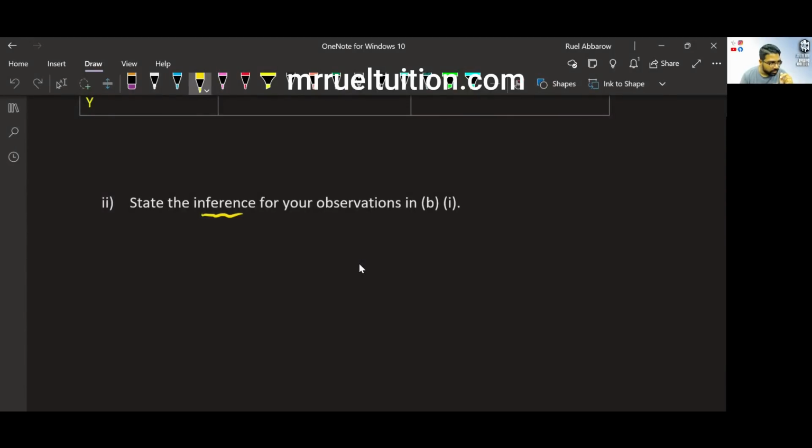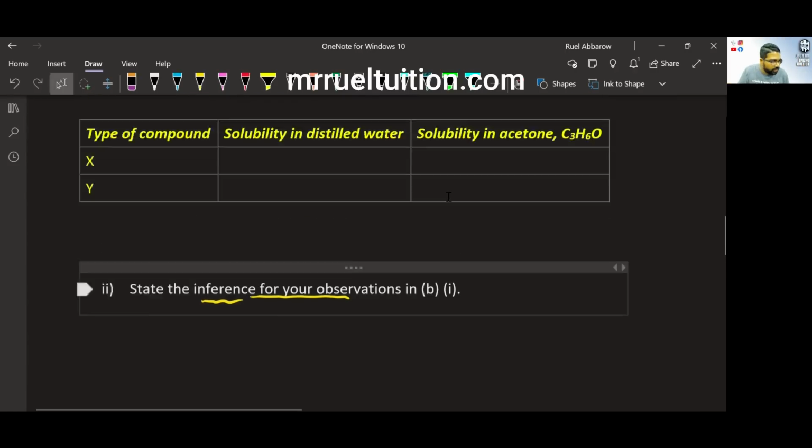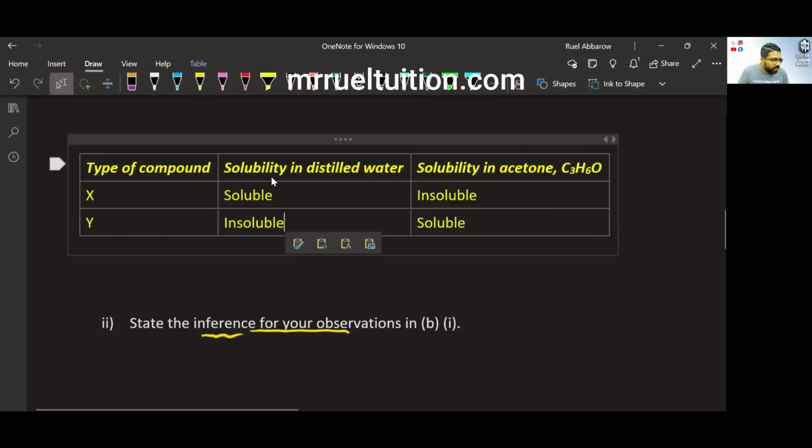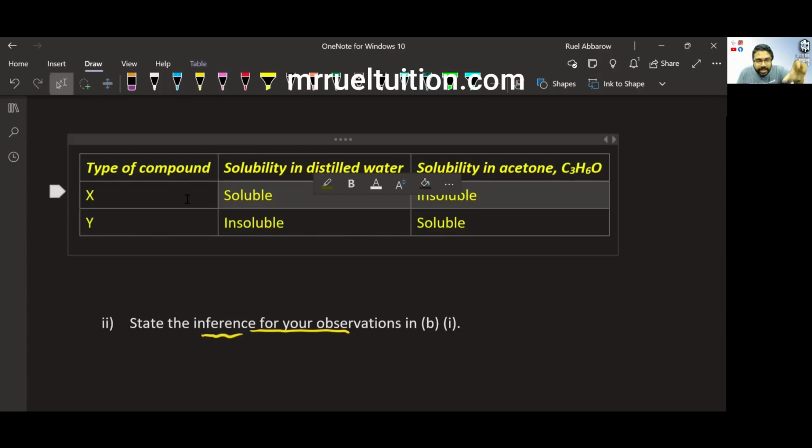So state the inference for your observation. This is inference for observation. So what is an inference for observation? Why is the observation that way? That's all. Right? So I'm going to give you some sample data here. Of course, this depends on your own experiment, but I'm going to give you some sample data so that we can answer the inference part. So let's say substance X was soluble in water and insoluble in acetone. So what is the inference for this? Why is substance X soluble in water but insoluble in acetone?